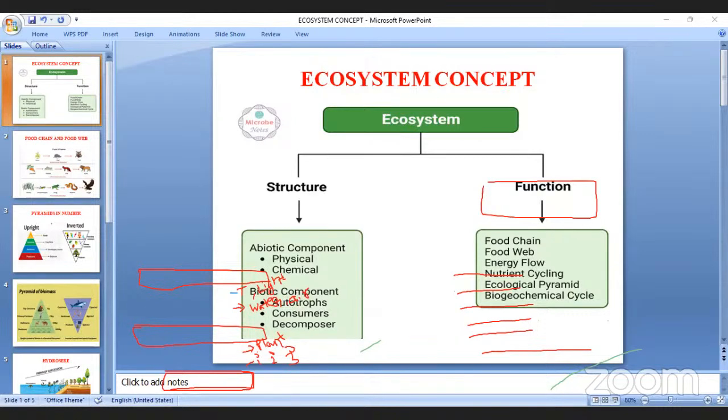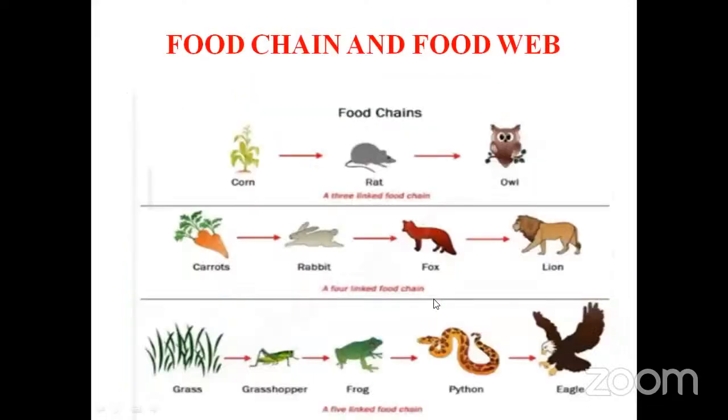Next one, the food chain and food web. This is also very easy, but it is an important one. That's why I'm going to explain this. Food chain and food web. Is the slide visible to you? Yes, sir. Right. In the same manner, energy flow also takes place.